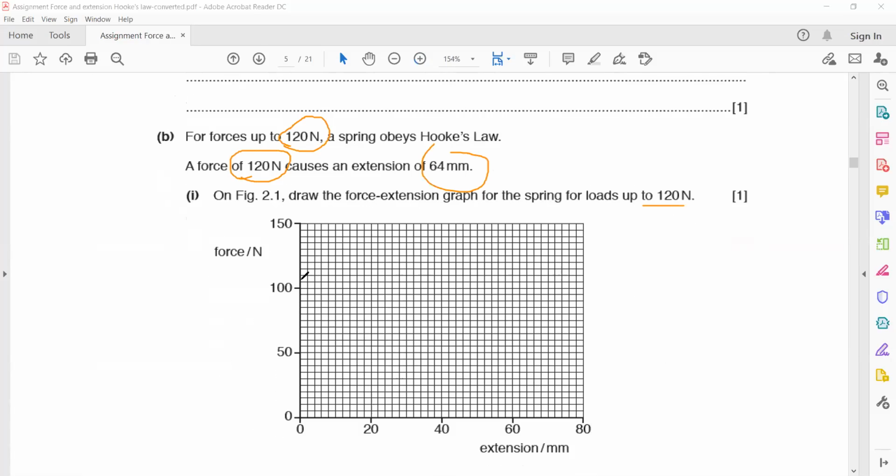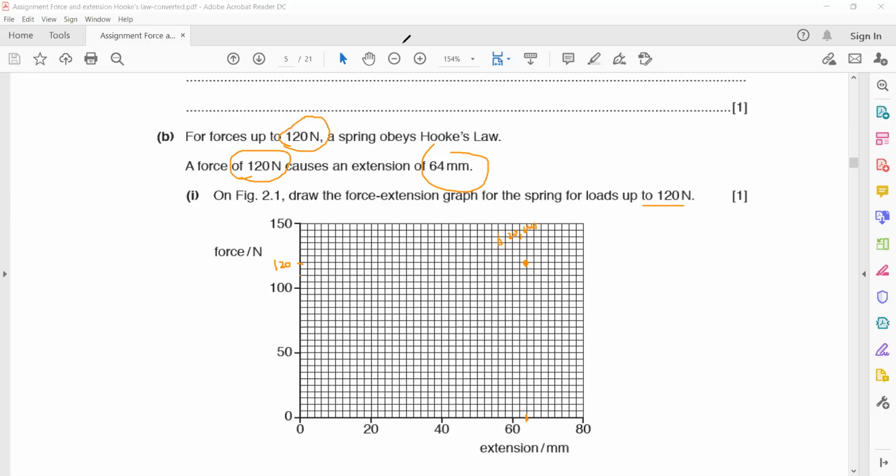So when the load is 120, this is 110, this is 120, and till 64. So each box is representing 2. So 64 will be here. So the point where the two lines intersect, this is the point where the force is 120 and extension is 64.